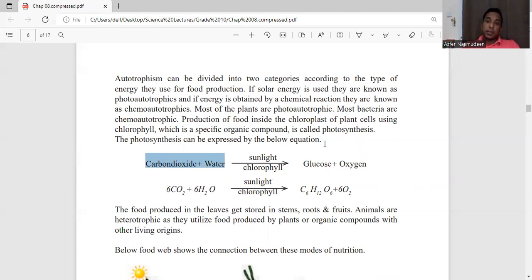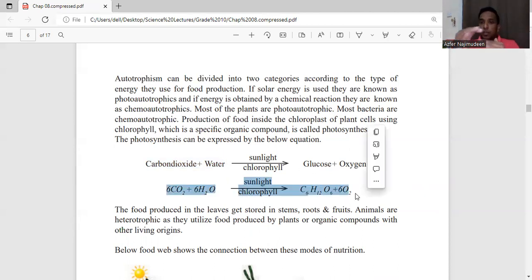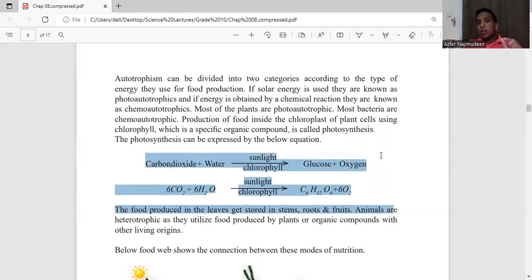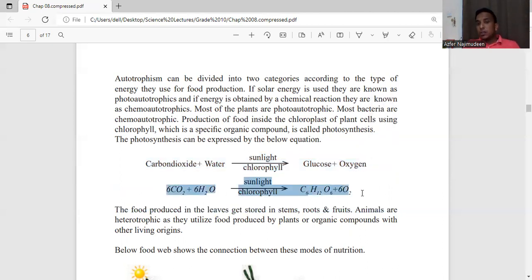This is a word equation and this is the chemical equation at the bottom. You can see there are two types of equations. Sometimes in your paper they will tell you to write the word equation and sometimes they will tell you to write the chemical equation. That is the reason they have given you both equations here. If they tell you to write the word equation, this is the equation. If they tell you to write the chemical equation, this is the equation. Clear, students? This is what you have to understand in this particular point.